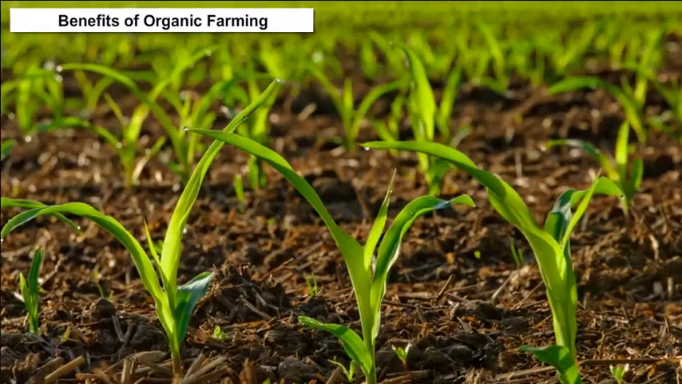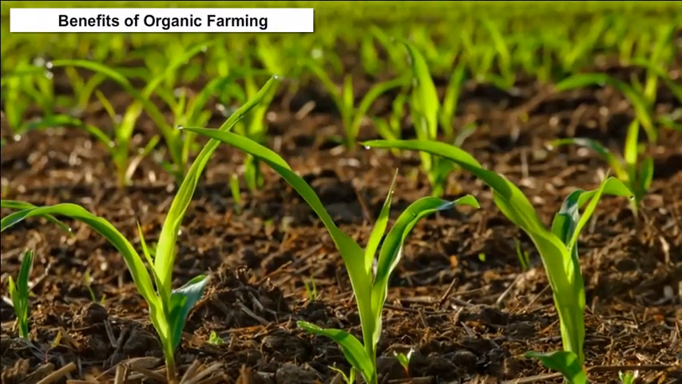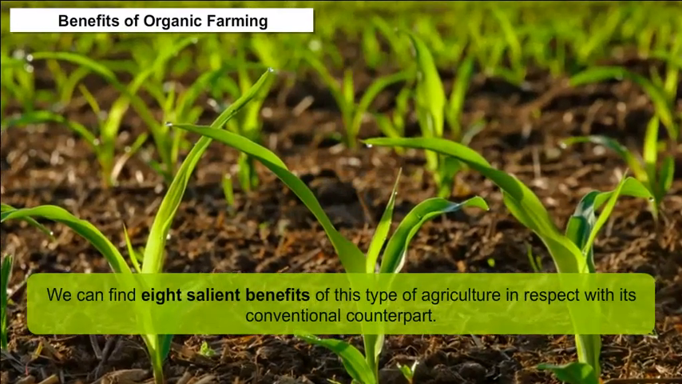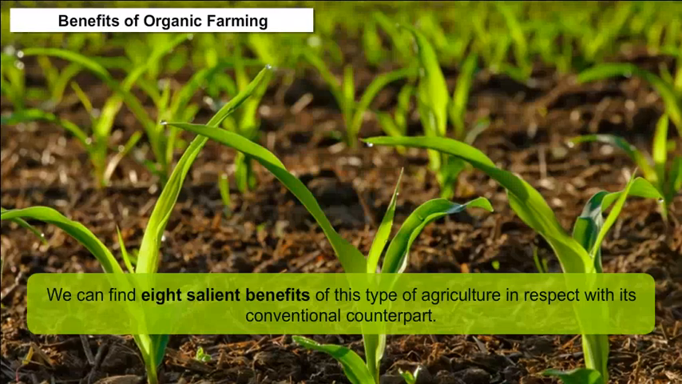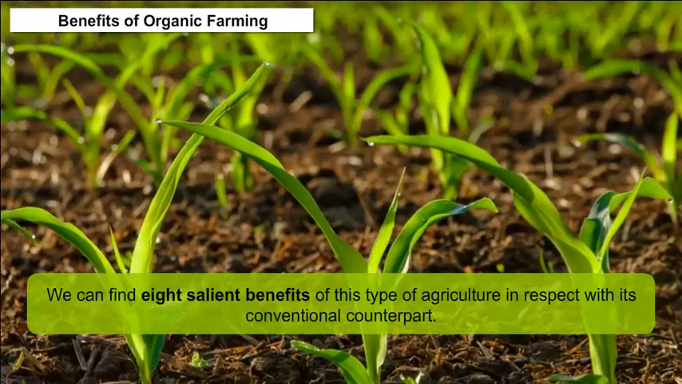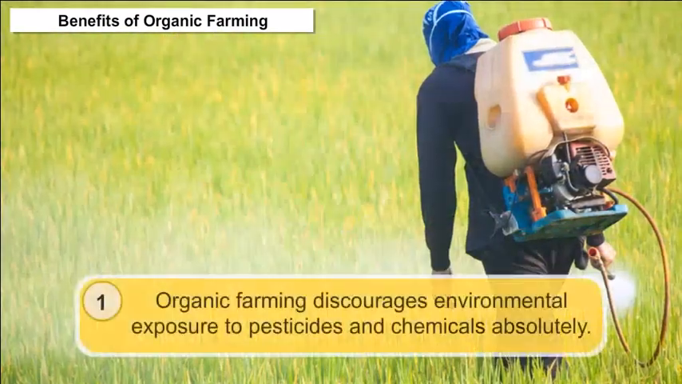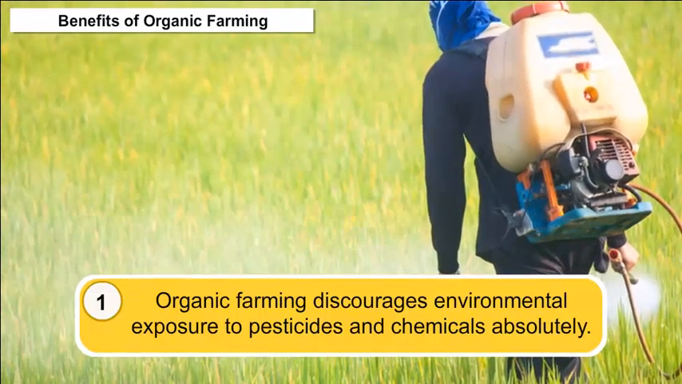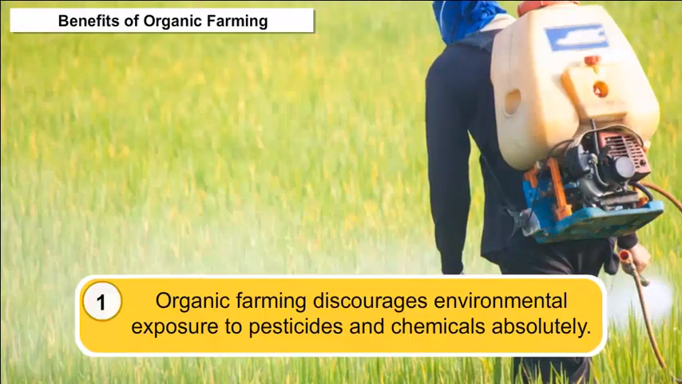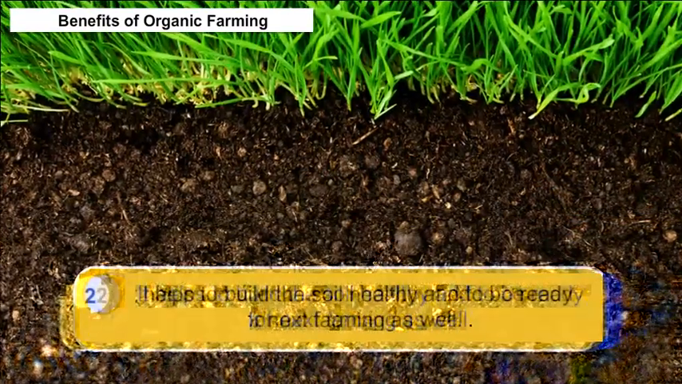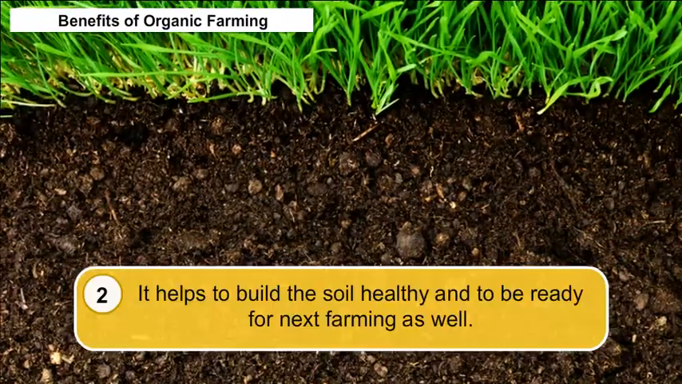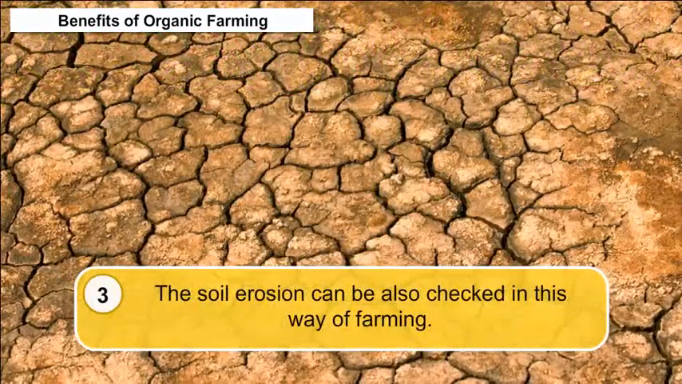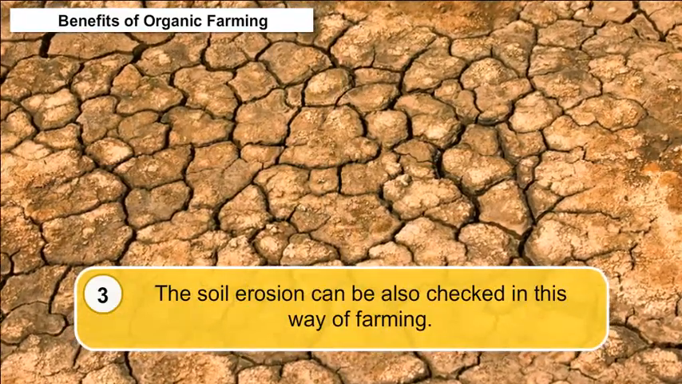Benefits of organic farming. As modern life sciences develop, we can find 8 salient benefits of this type of agriculture in comparison with its conventional counterpart. They are: organic farming discourages environmental exposure to pesticides and chemicals absolutely. It helps to build the soil healthy and ready for the next farming as well. Soil erosion can also be checked by this way of farming.